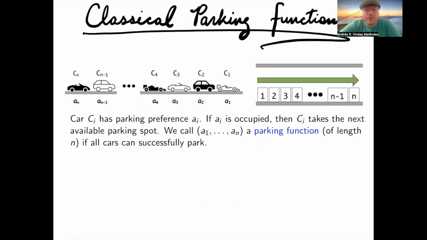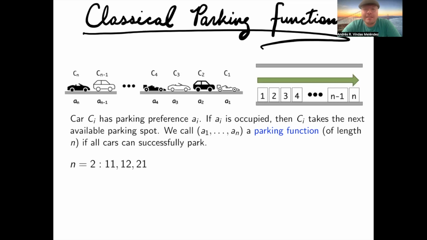So let me tell you a slightly modified way of rephrasing this parking scenario. I have n cars and a one-way street. So here are our n cars, and here's our one-way street with n parking spots. Each car, let's say car C sub i, has parking preference a sub i. If a sub i is occupied, then C sub i takes the next available parking spot. We call a1 through an a parking function of length n if all the cars can park successfully.